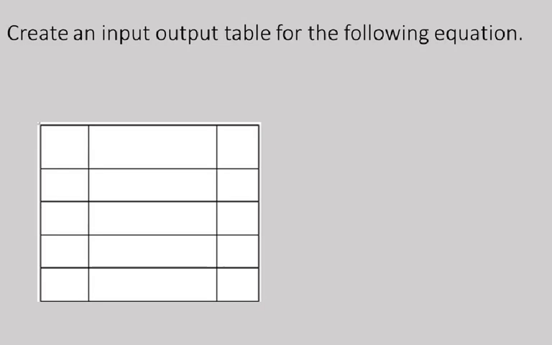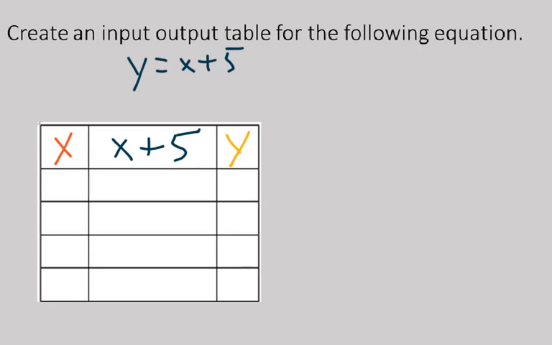Again, create an input-output table for the following equation, and I'm just going to give an equation here. Let's say y equals x plus 5. Okay, this is not a multiplicative relationship. This is the additive relationship. So we have the X and the Y, or the input and the output. And then again, we're using this part to determine what is the output, what is the Y. So this is what we'll put in here. We'll put our X plus 5.